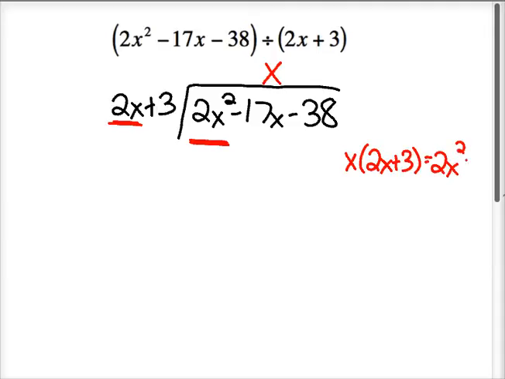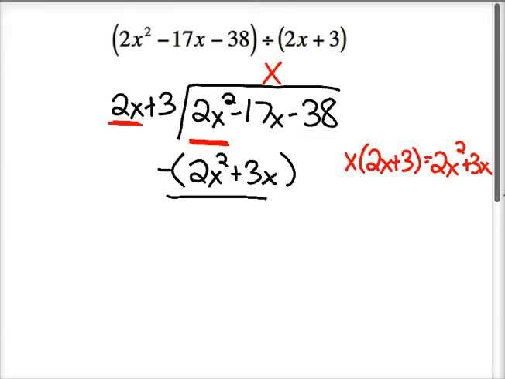That's going to give me 2x squared plus 3x. So that's what I need to write over here. 2x squared plus 3x. Remember, you always subtract it off. You want to see how close you're getting. The first thing should always cancel. 2x squared minus 2x squared is gone, is done. Now, negative 17x minus 3x. Well, negative 17 minus 3 more is going to give you a negative 20. So I'm going to have a negative 20x. Then I pull down my negative 38.